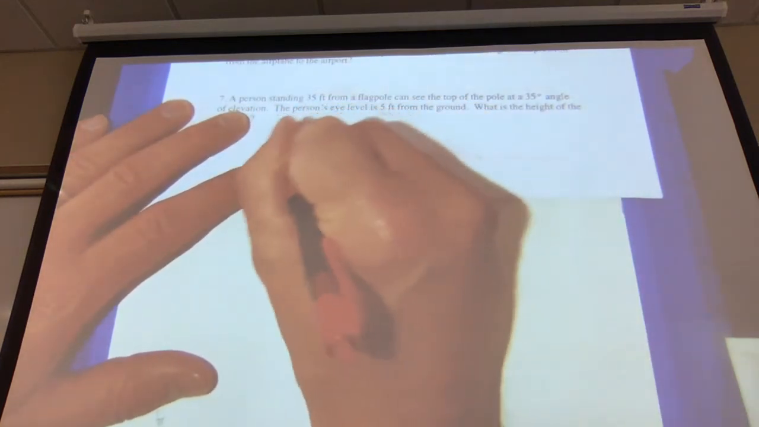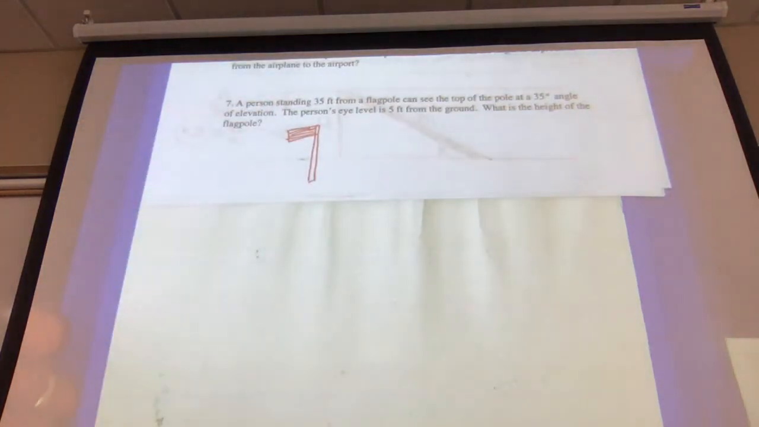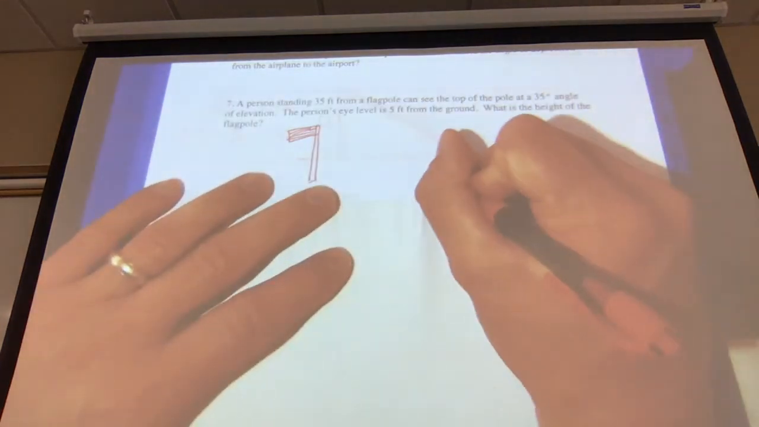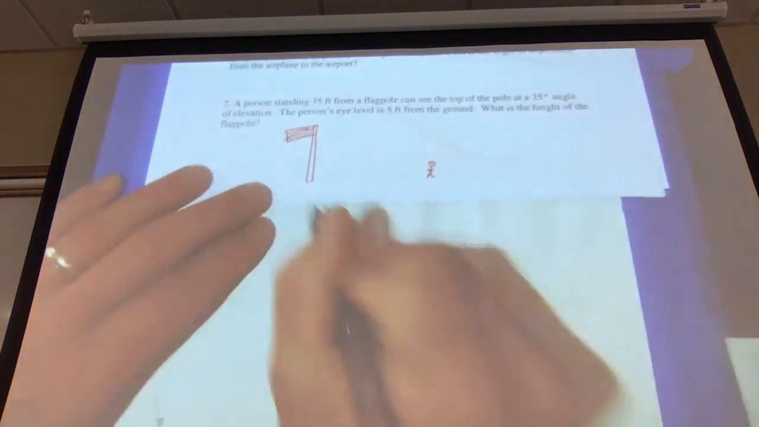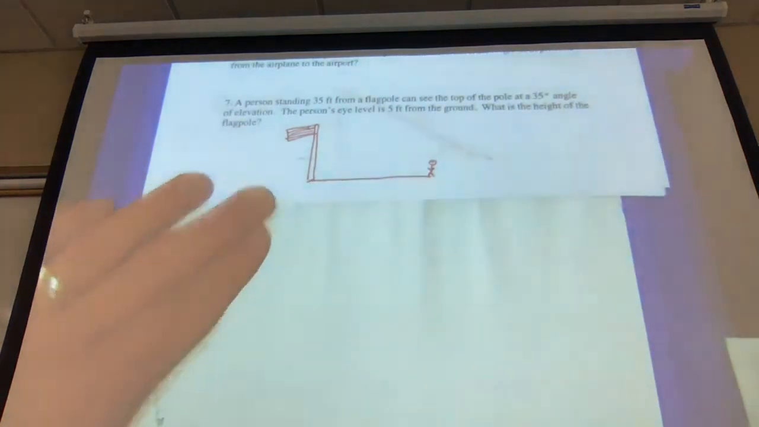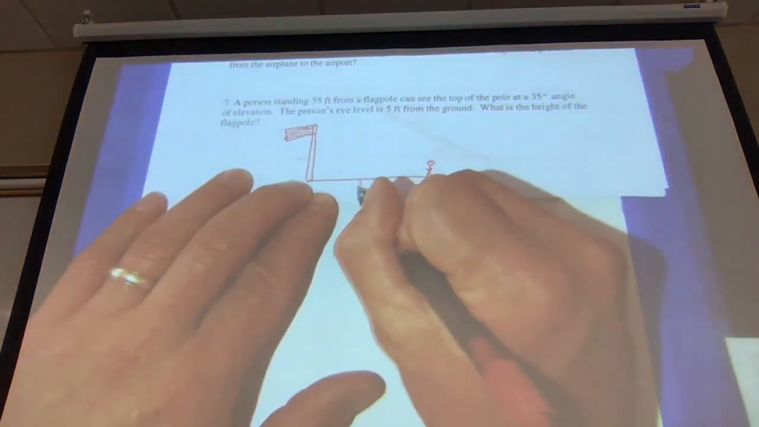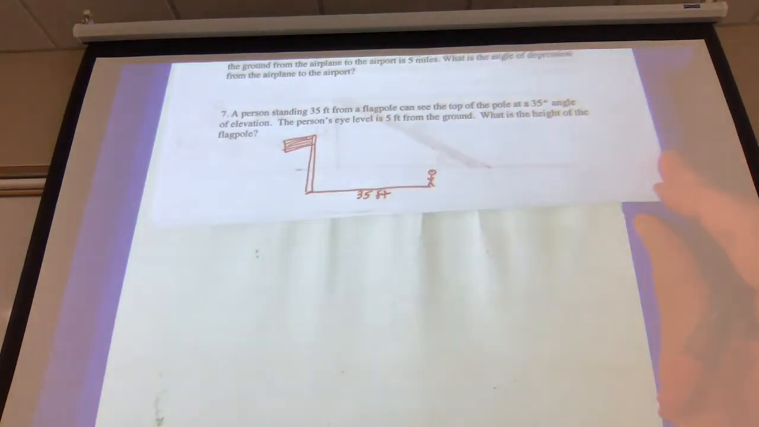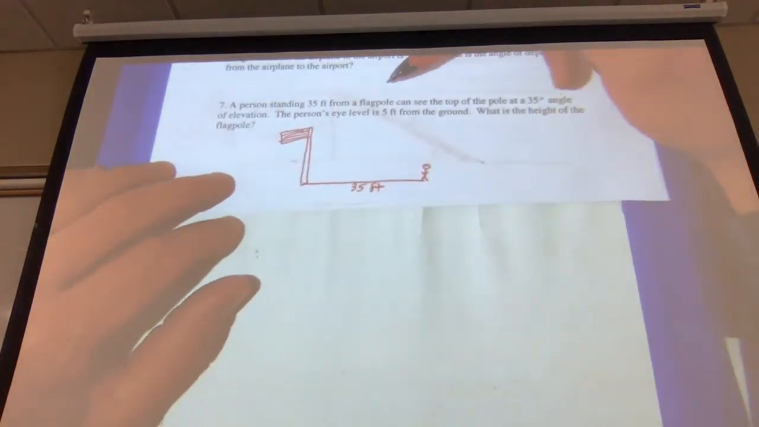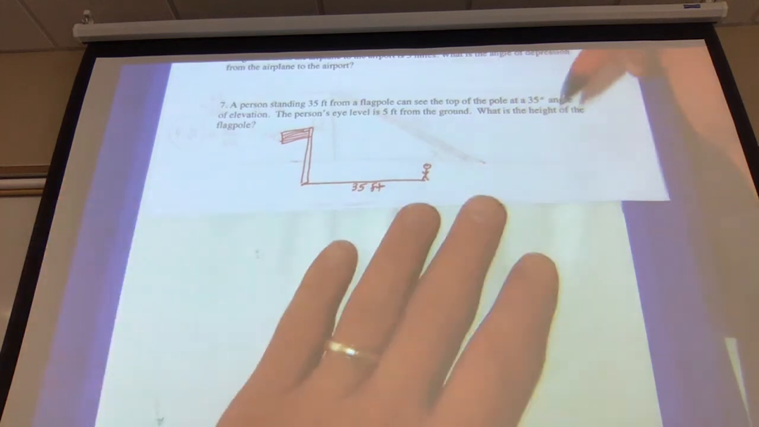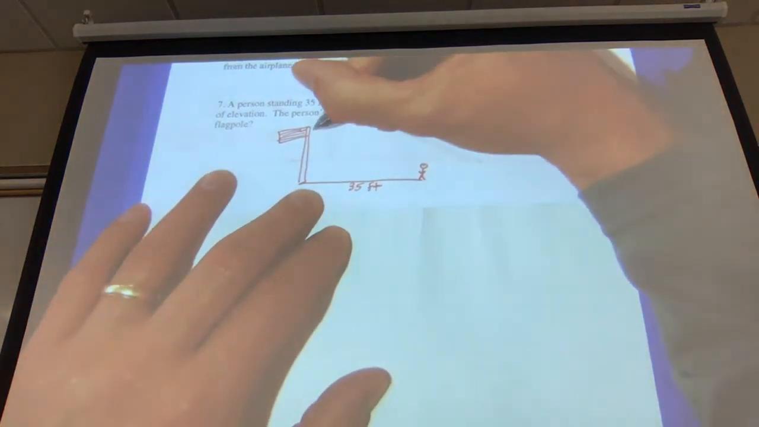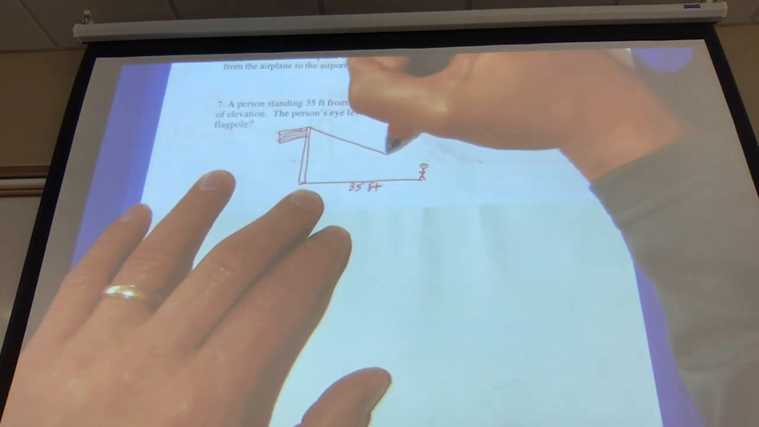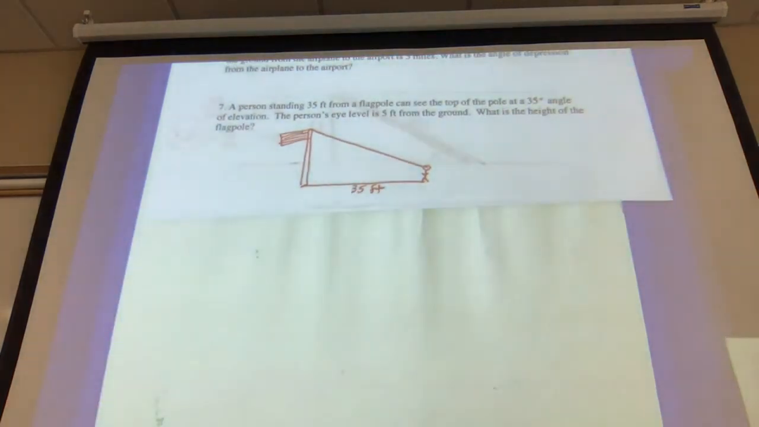We'll make it a U.S. flag. There's our flagpole. And then we got a person standing 35 feet from the flagpole. Let's put them over here. They're 35 feet away from the flagpole. This distance would be 35 feet. And it says they're looking up, they can see the top of the flagpole at a 35-degree angle of elevation. So when they look up, they see the top of the flagpole. That comes down to their eyes.